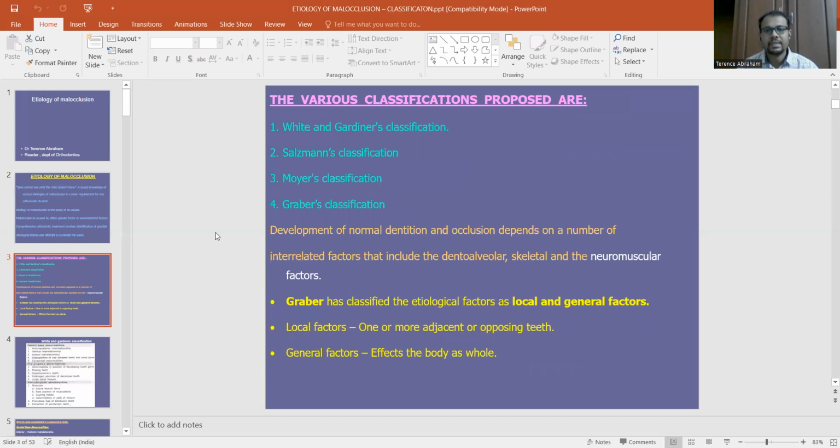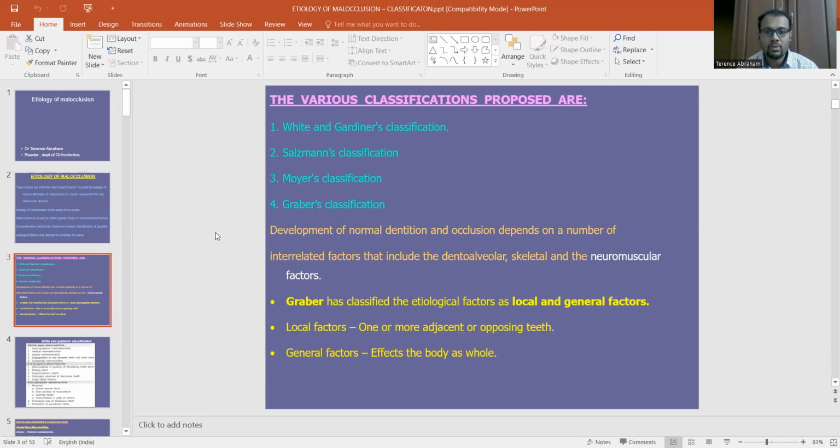There are various classifications proposed by various authors. All of these are classifications of the various etiologies of malocclusions. The classifications are White and Gardner's classification, Salzman's classification, Moyer's classification, and Graber's classification. The most important classification of etiology is Graber's classification, which we will come into in detail.